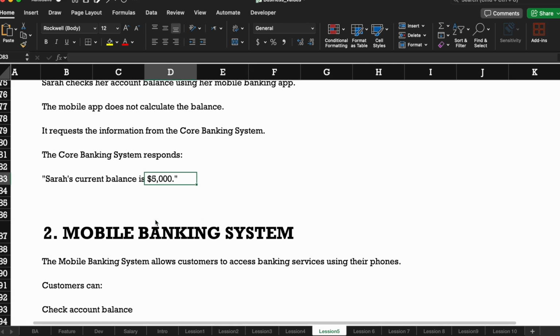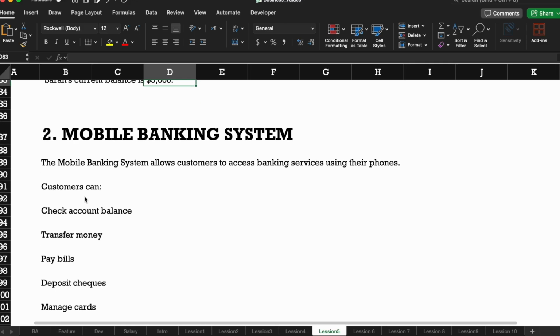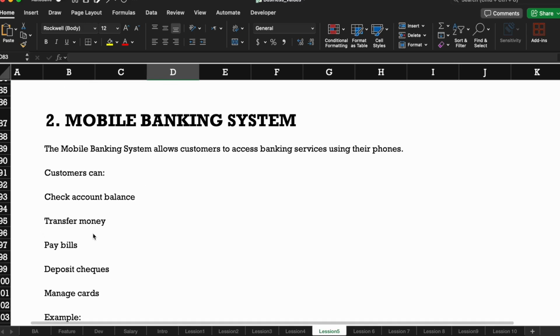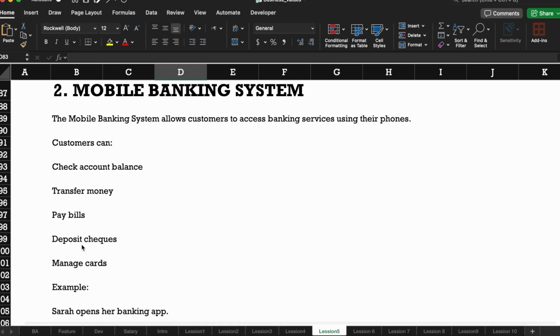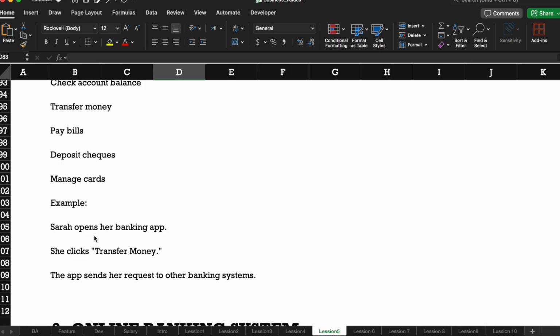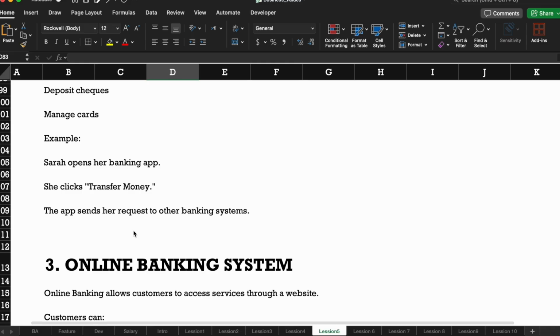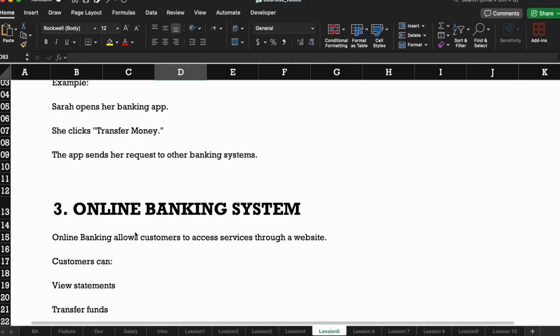The core banking system responds that Sarah's account balance is 5,000, for example. Okay, so number two, mobile banking system. The mobile banking system allows customers to access banking services using their phones. Customers can check account balance, transfer money, pay bills, deposit checks, and manage cards. Example, Sarah opens her banking app. She clicks transfer money. The app sends her request to other banking systems.